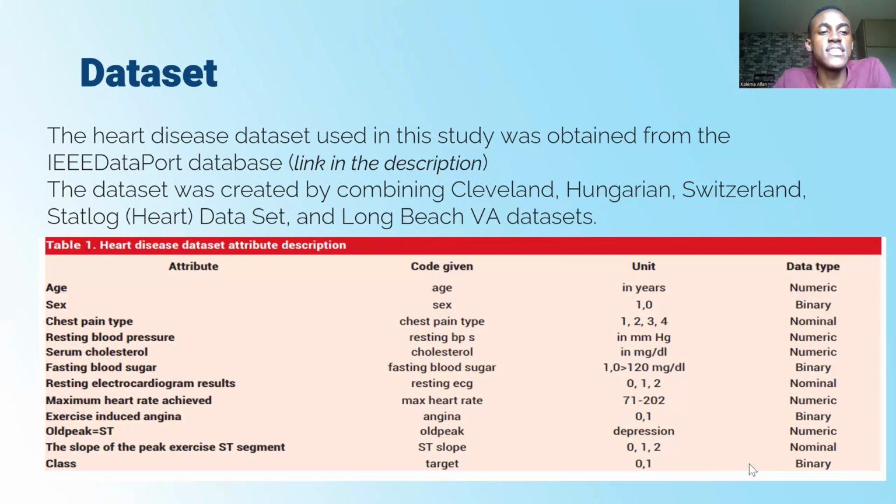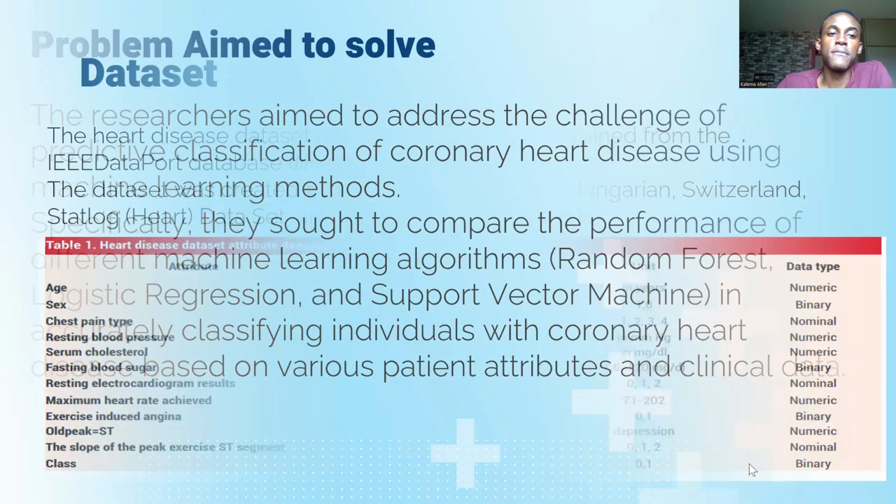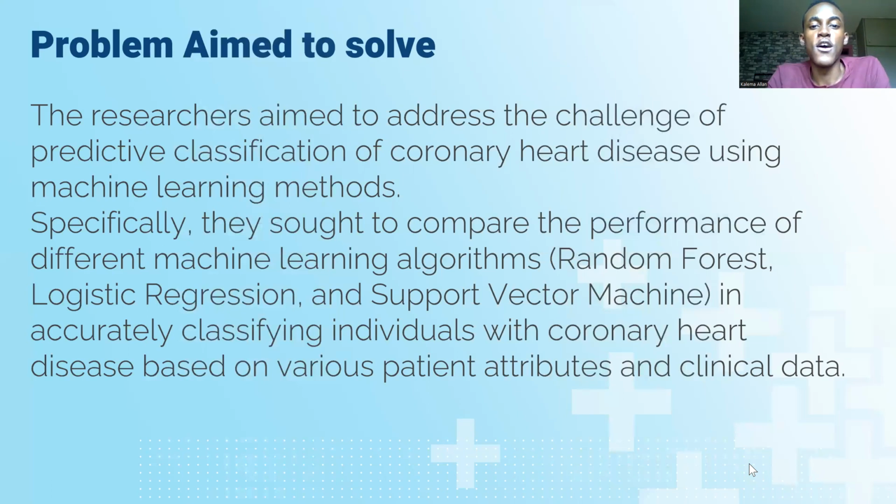In the article, they use a dataset from IEEE Dataport. The link will be provided in the description. And this dataset was a combination of the Cleveland, Hungarian, Switzerland, and Long Beach VA datasets. This is the description for the dataset showing the age, sex, and all other attributes, the code given, the unit, and the data type.